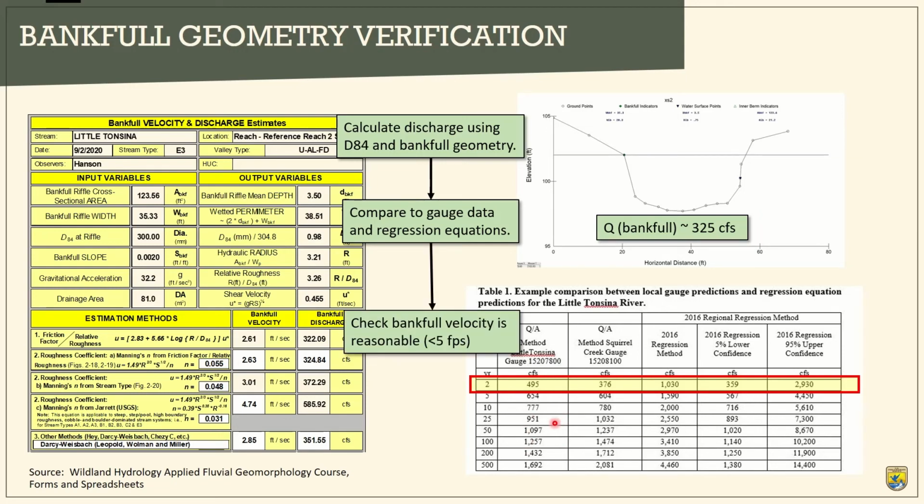We can also look at the bankfull velocity for another sanity check. That velocity should be less than 5 feet per second. Typically, it's 4 to 5 feet per second for alluvial streams. If your bankfull velocity is higher than 5 feet per second or less than 3 feet per second, you might go back to your survey data and see if there's another bankfull surface that makes more sense. And that would get you a different channel geometry.